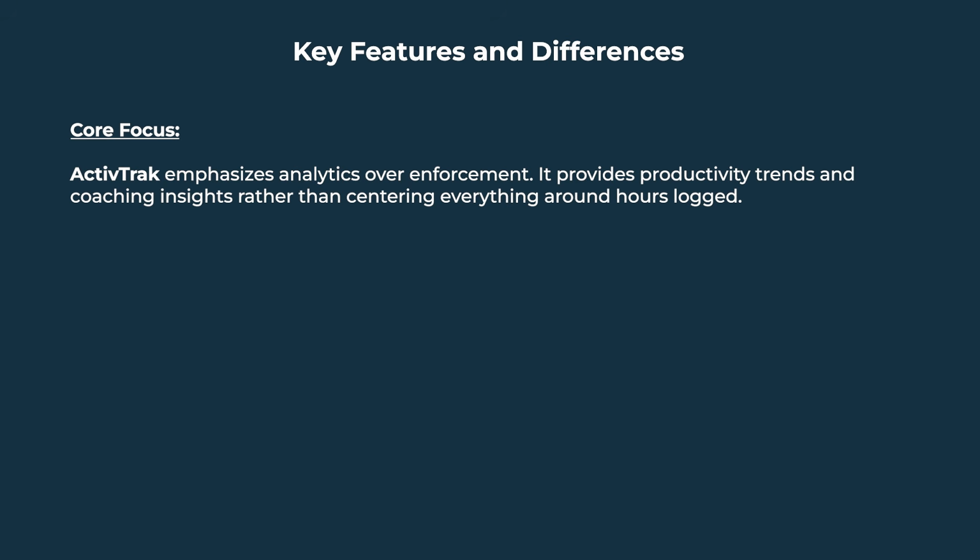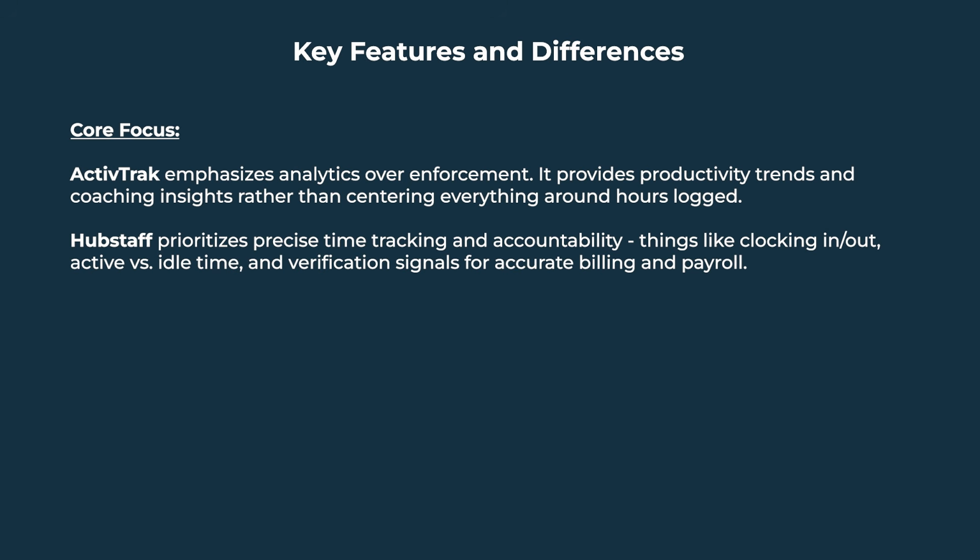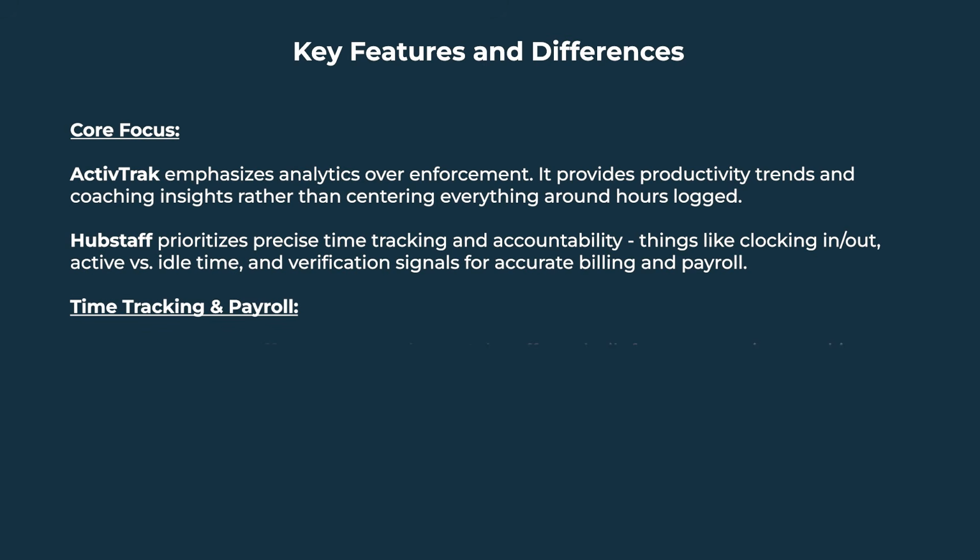Core focus: ActivTrak emphasizes analytics over enforcement. It provides productivity trends and coaching insights rather than centering everything around hours logged. Hubstaff prioritizes precision time tracking and accountability, things like clocking in and out, active versus idle time, and verification signals for accurate billing and payroll. Neither approach is better, it just depends on whether you need big picture workforce insights or granular time and attendance data.